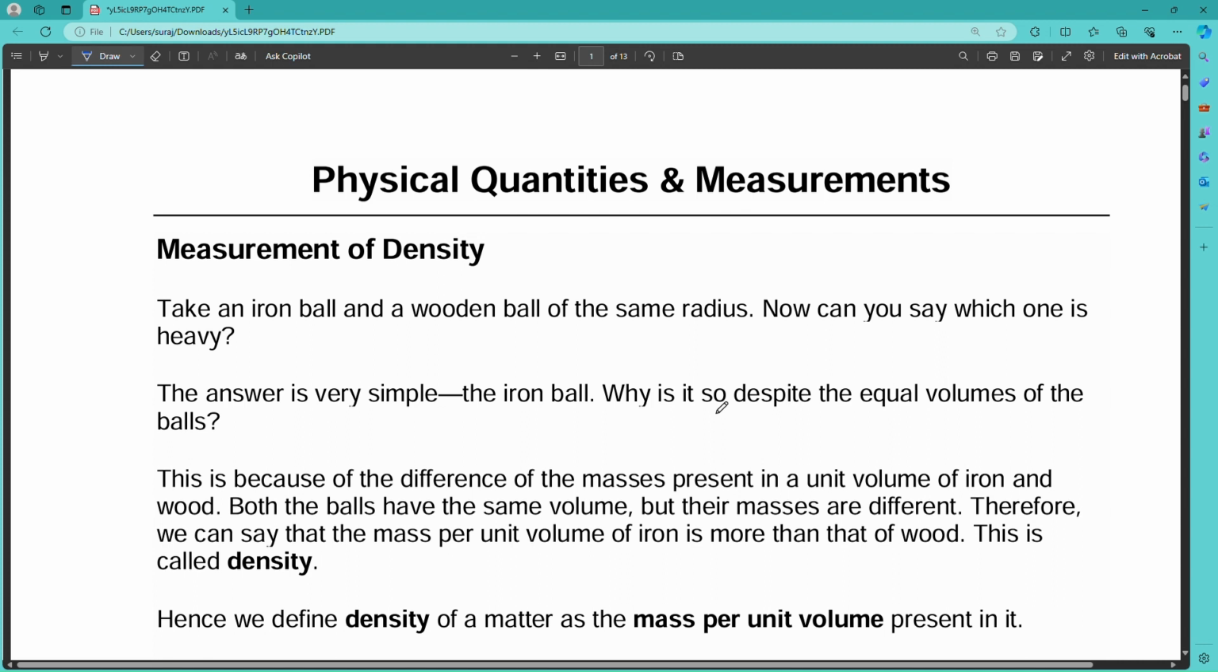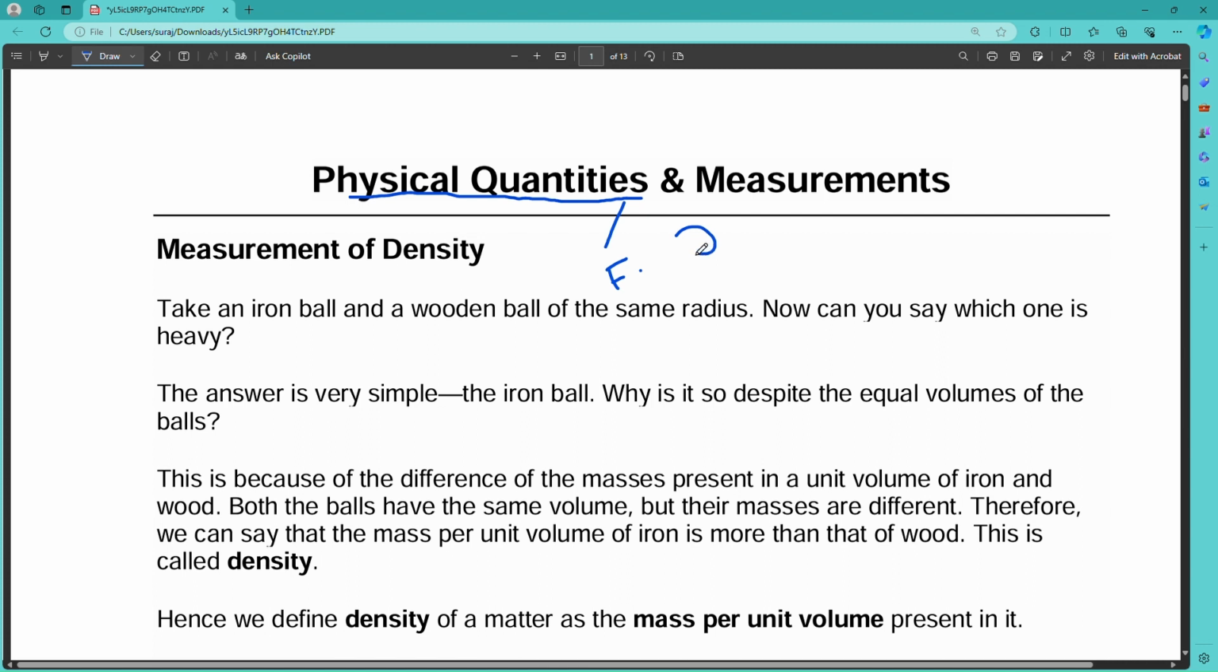First you have to know what a physical quantity is. A physical quantity is defined as a quantity which can be measured, and we can simply say that it is a measurable quantity. Physical quantities are basically divided into two categories: one is fundamental physical quantities, and the other is derived physical quantities.